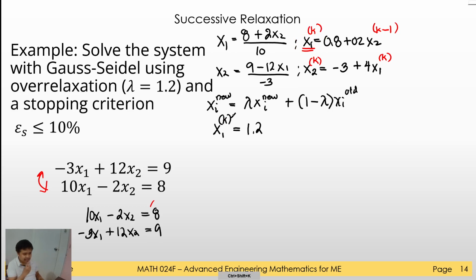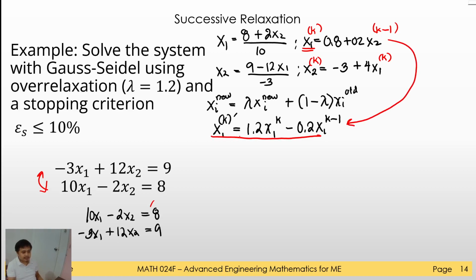I'll just call this, I think apostrophe na lang, 1.2 x sub 1 new or k. And then plus, so we have 1 minus 1.2. If lambda is 1.2, it should be negative, no? So negative 0.2 old, no? So we have x1 and then k minus 1. So we will utilize this. After we solve for this, we will utilize this one as well.